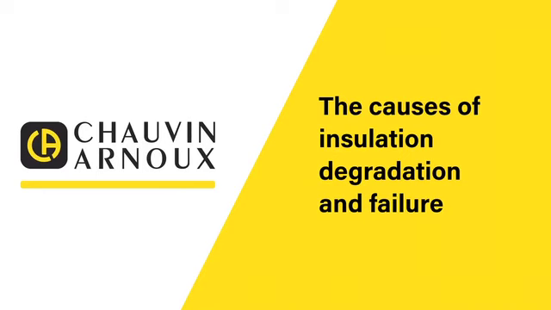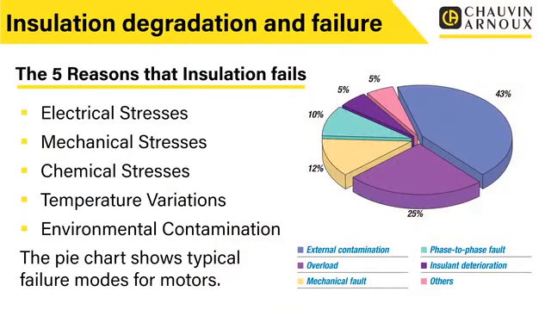So now let's take a closer look at the causes of insulation degradation and failure. There are 5 key reasons that insulation fails. In fact, there are probably more than 5 reasons, but all of them can be broken down into these 5 topics. All of the reasons will fit under one of these 5 groups. The first is electrical stresses, and these mainly come in the form of overvoltages, so voltage surges and spikes, or undervoltages, so things like voltage dips.